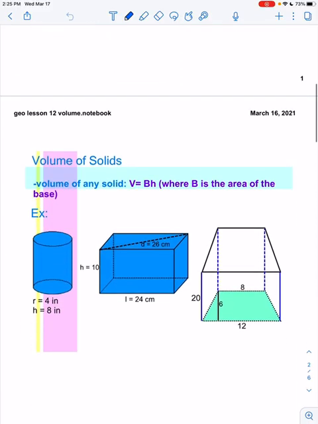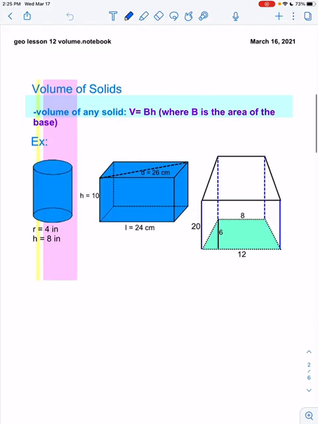Very important. The general formula for solids is V equals capital B times H. Capital B stands for the area of the base. So if you think about it, what we're calculating is the area of the bottom of the shape, and then we're multiplying it by how tall it is. So think of it as stacking a bunch of the bases on top of each other, and that's what volume is. So you're always calculating the area of the base first, and then multiplying it by the height.